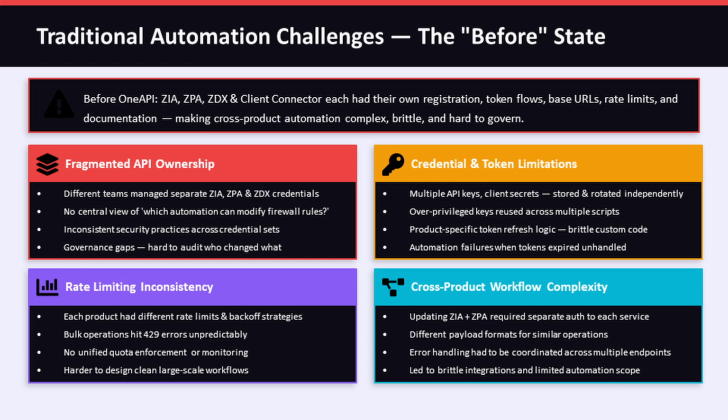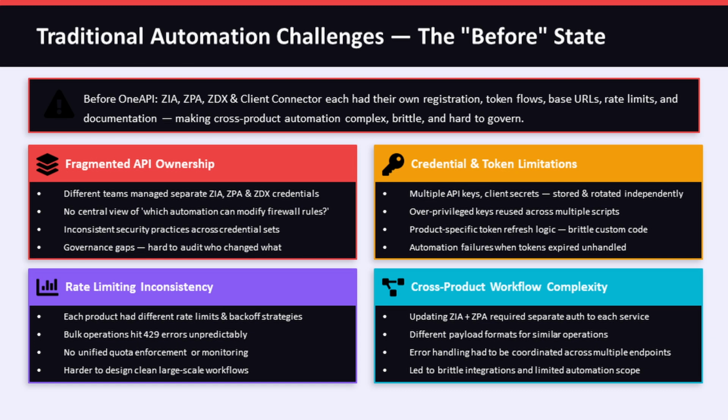Third, rate-limiting inconsistency. Each product implemented its own rate limits and expected different back-off strategies. Bulk operations, like onboarding hundreds of branch locations, could hit unpredictable 429 errors that were hard to diagnose because the limits weren't documented consistently.